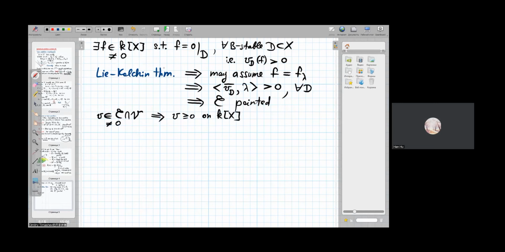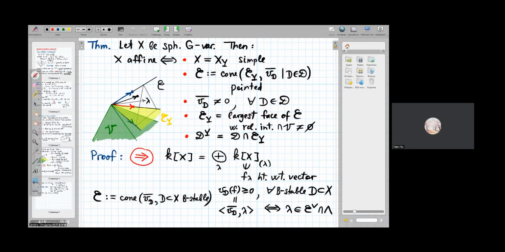Because the coordinate algebra of X is the direct sum of irreducible submodules corresponding to the highest weights in the dual cone. And if the pairing of V with all these weights is non-negative, so if V is in the cone C, this means that the respective G-invariant valuation takes non-negative values on each of these summands and therefore on the whole sum.